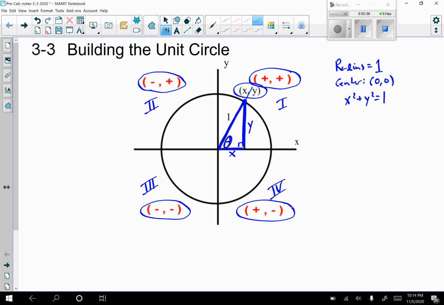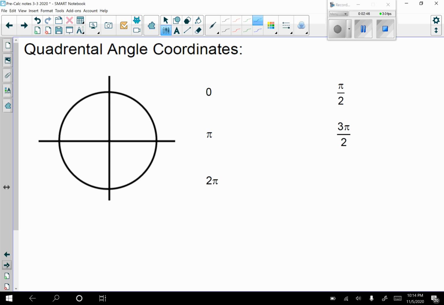So, how do we find those coordinates? Well, some of them are really easy. We're going to start with quadrantal angles. So quadrantal angles are each of the angles on an axis. They separate the quadrants. That's what they're called. Now remember, we have a radius of 1 on our circle. So from the center to any point, there is 1.